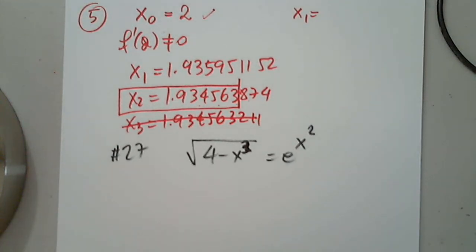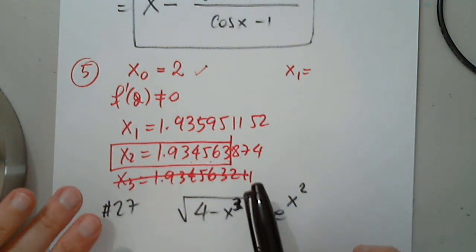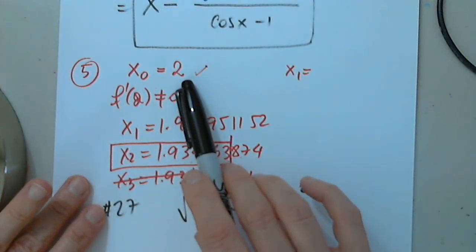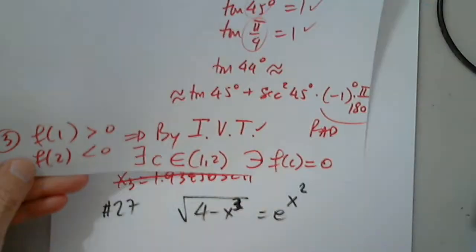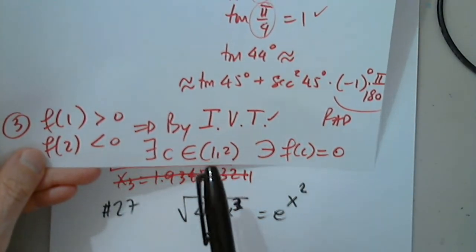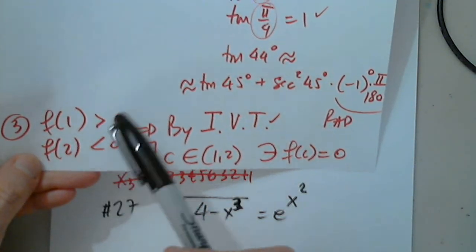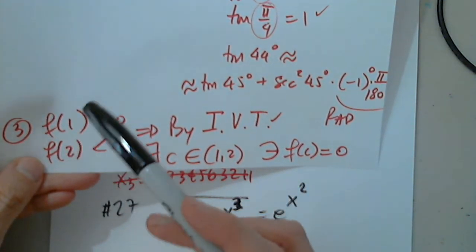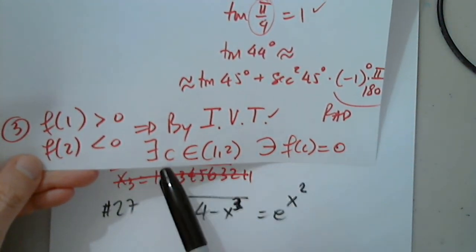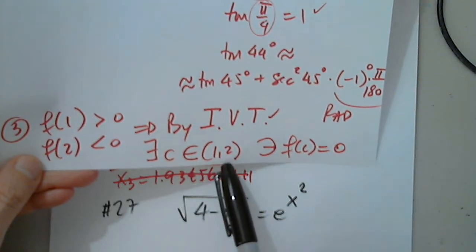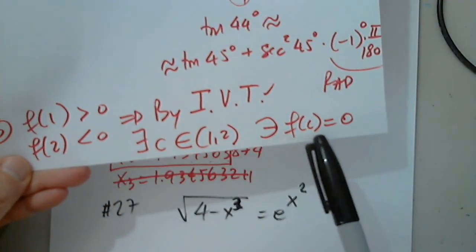One last thing on the previous problem. Say it again. The x base 0, I forgot what that's called. How do we get that to be 2? We found an interval based on the intermediate value theorem. We found an interval where the function changes sign because it's a continuous function. If it's a continuous function and changes sign, there must be a number between 1 and 2, and we did find it, 1.934563, such that f of c is 0.